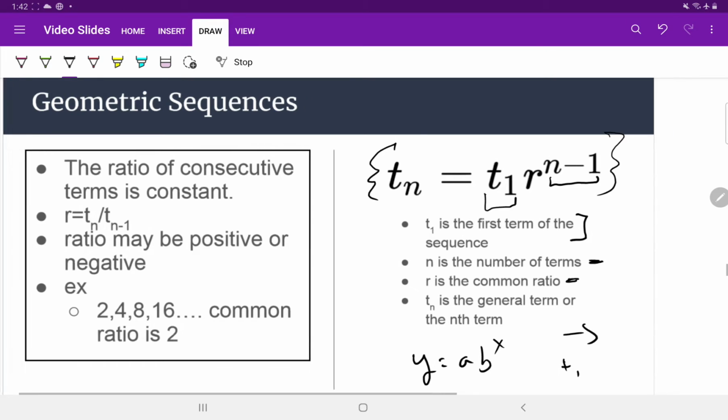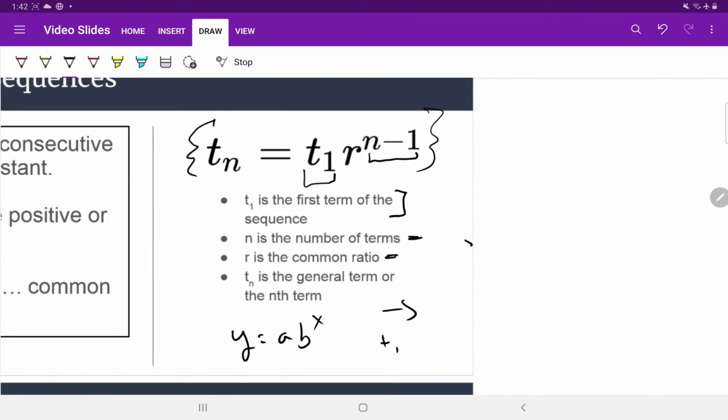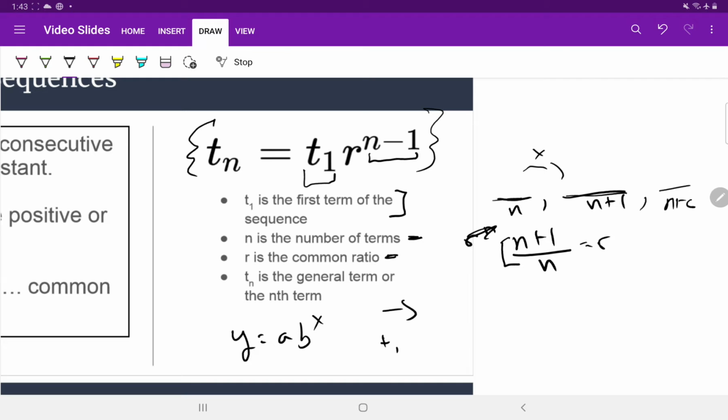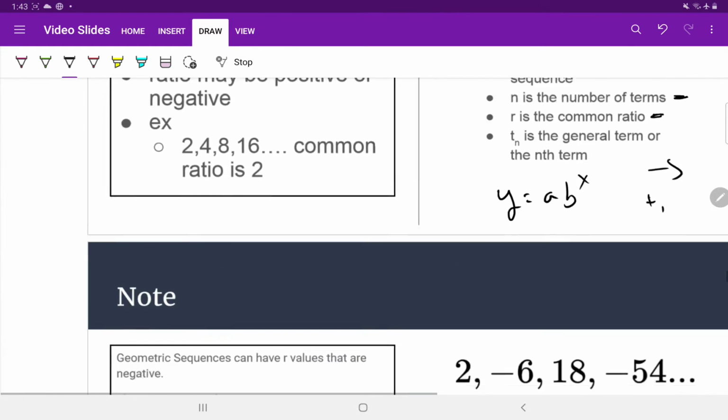R is our common ratio, and to get our common ratio, you're going to take some term n plus 1 and divide it by the previous term. Whatever n is, it's going to be the divisor of the next term, because you're trying to figure out what that R value is. In other words, what are you multiplying by to go from n to n plus 1? To go from n plus 1 to n plus 2, whatever that next term of the sequence is, what do you multiply to get there?